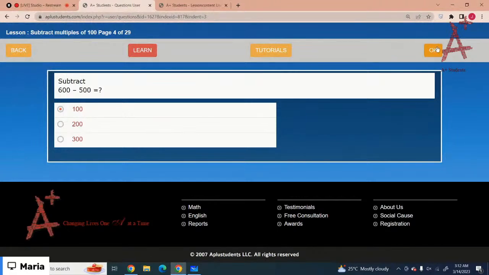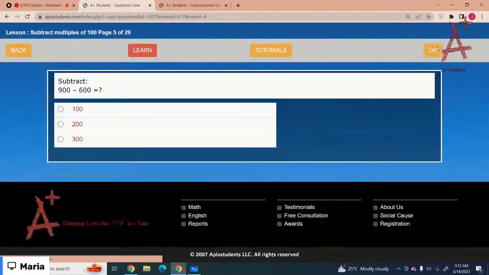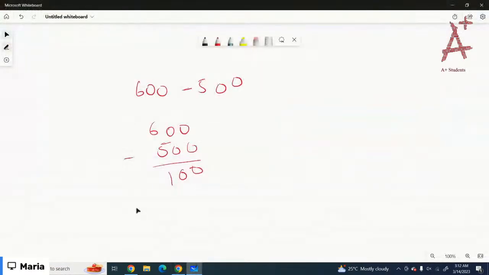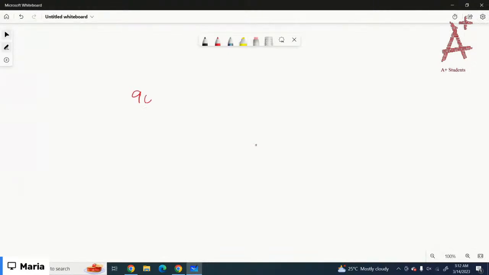So just select the correct option and click on the OK button. Okay, the next one is 900 minus 600. So again, both the digits have the same number of zeros. Both of them have two zeros. So just write them down one above the other and let's subtract them.